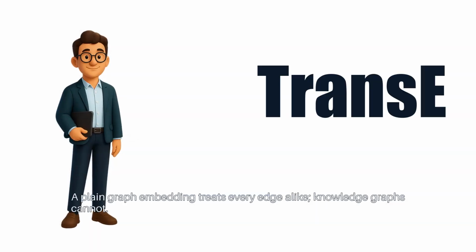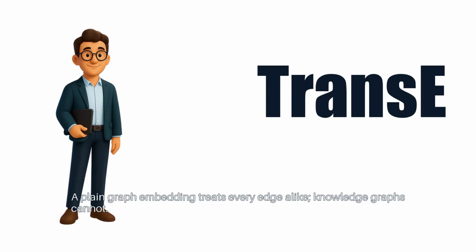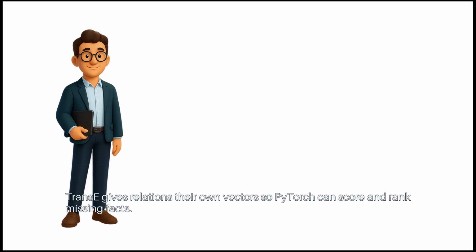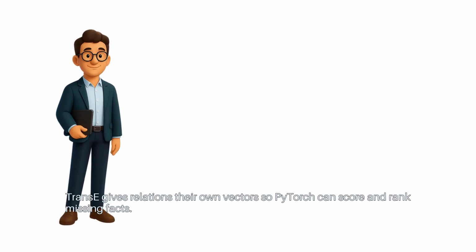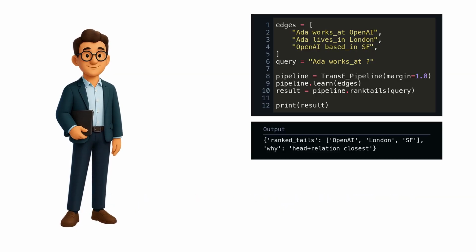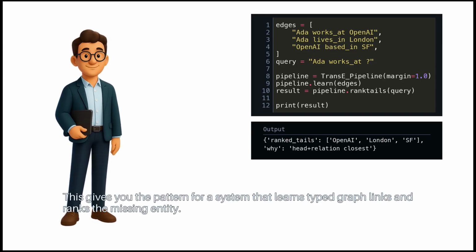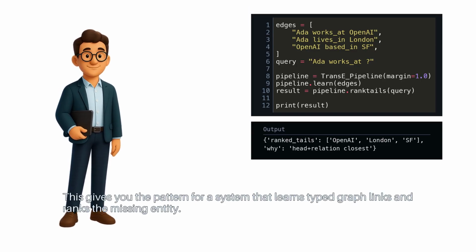A plain graph embedding treats every edge alike. Knowledge graphs cannot. TransE gives relations their own vectors, so PyTorch can score and rank missing facts. This gives you the pattern for a system that learns typed graph links and ranks the missing entity.